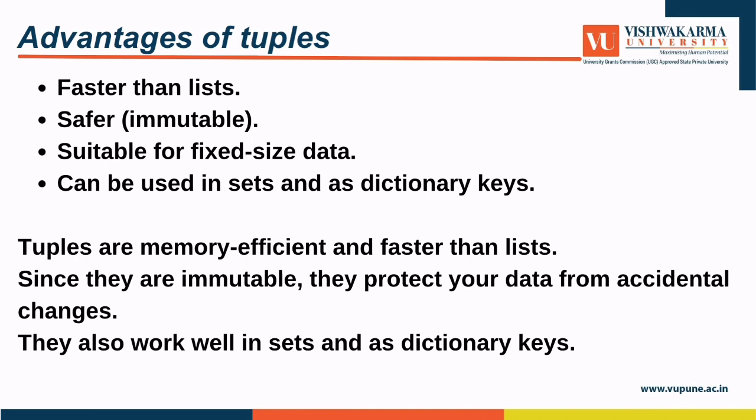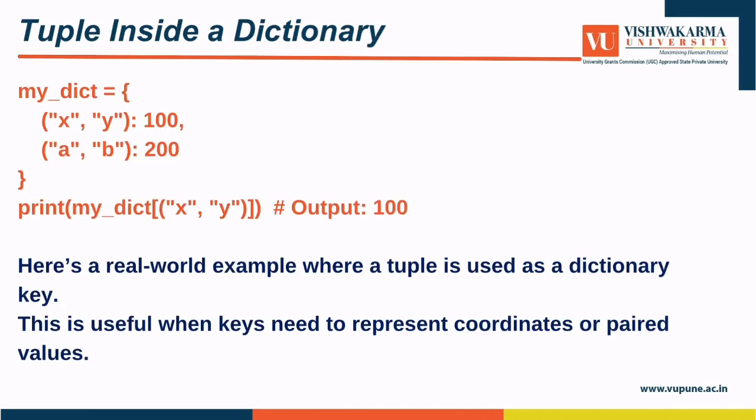Now we will see a tuple inside a dictionary. Here's a real world example where a tuple is used as a dictionary key. This is useful when keys need to represent coordinates or paired values. Here's my dictionary: (x, y) = 100, (a, b) = 200. Print my dictionary (x, y), output 100. This is the example of a tuple inside a dictionary. You can see over here in red.